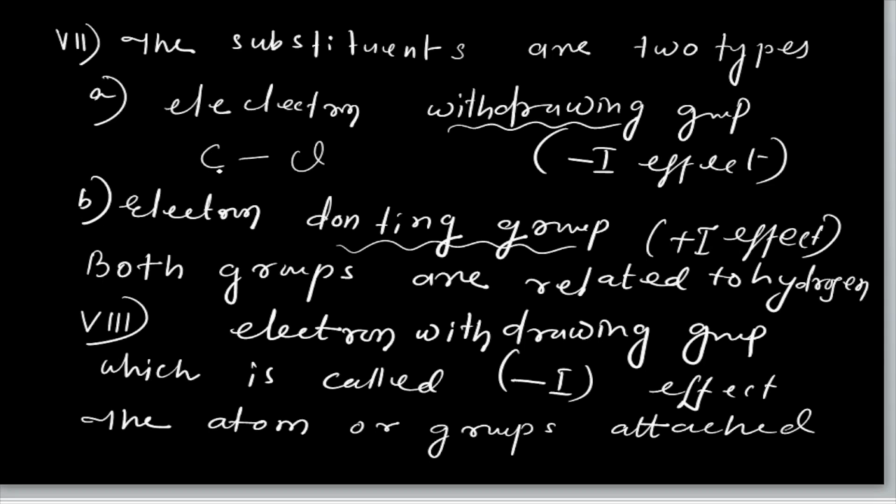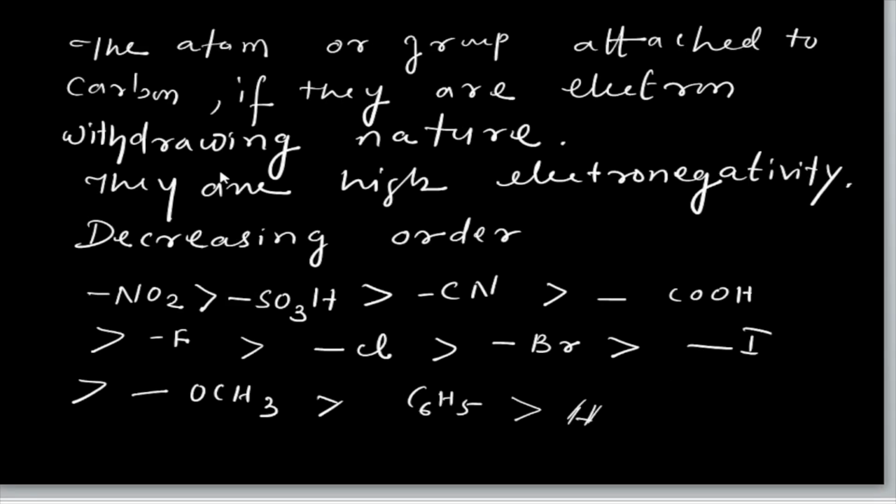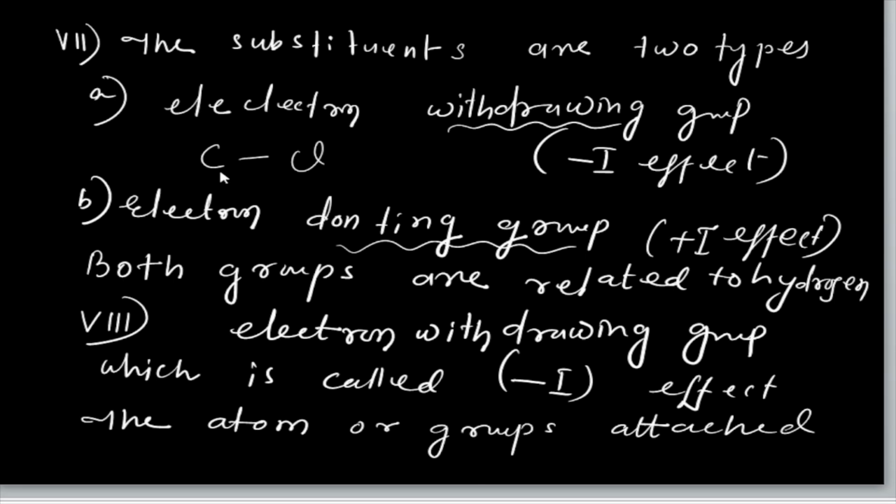Electron withdrawing is called the minus I effect. The atoms, what does it mean? The atoms or groups of atoms attached to the carbon are of electron withdrawing nature. That means they can withdraw electron. What happens here? See here again, the CCl bond: the chlorine atom has the effect which will withdraw electron, that is called the withdrawing minus I effect.